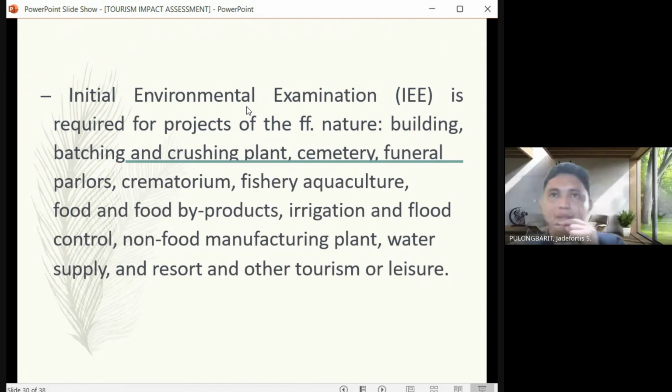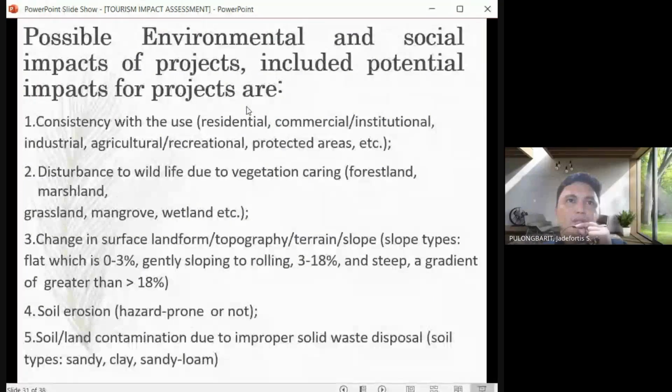So it is important po na magkaroon muna ng initial environmental examination to assess the negative impacts of these particular projects. Possible environmental and social impacts of projects included potential impacts for projects are: number one, consistency with the use. Yung included po nito ay residential, commercial, institutional, industrial, agricultural, recreation, protected areas. So, consistency with the use para po maprotektahan yung protected areas po or yung iba pang mga proyekto.